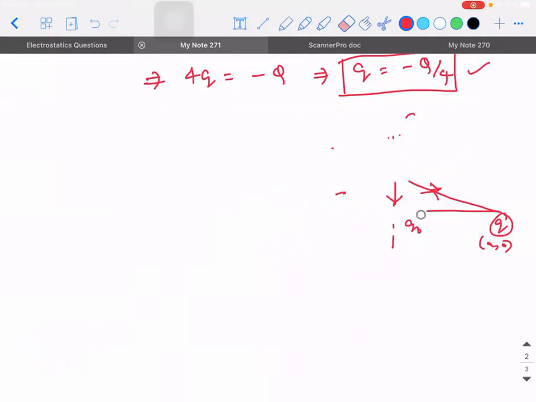So there is a mistake in this question. If there is a mistake in the exam, you will get marks. Don't worry about it.